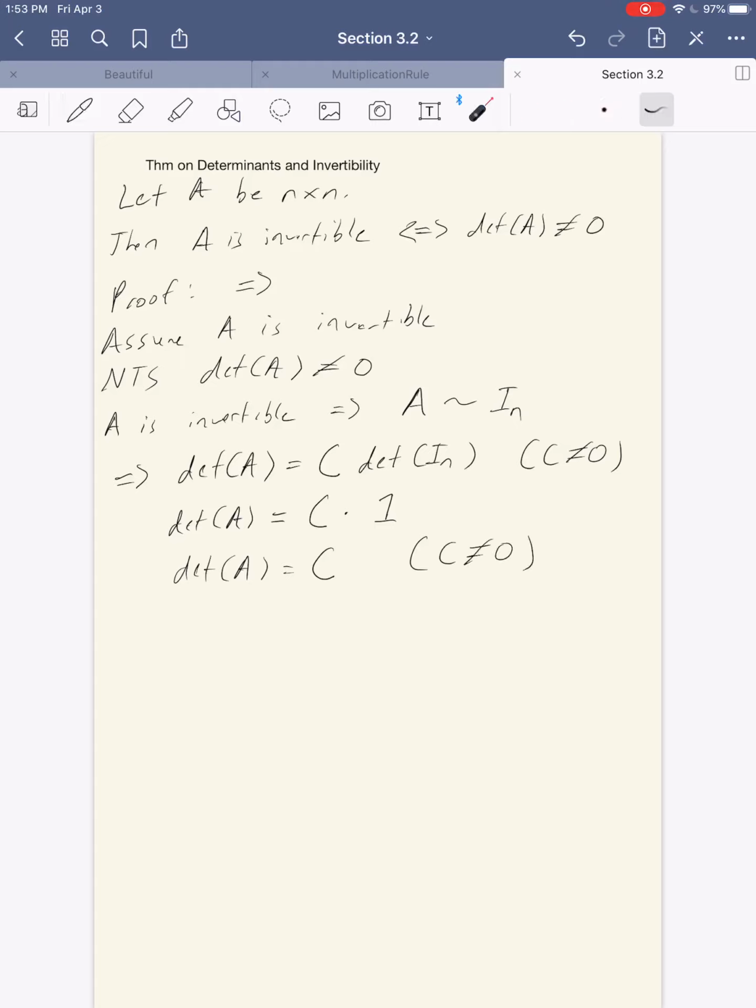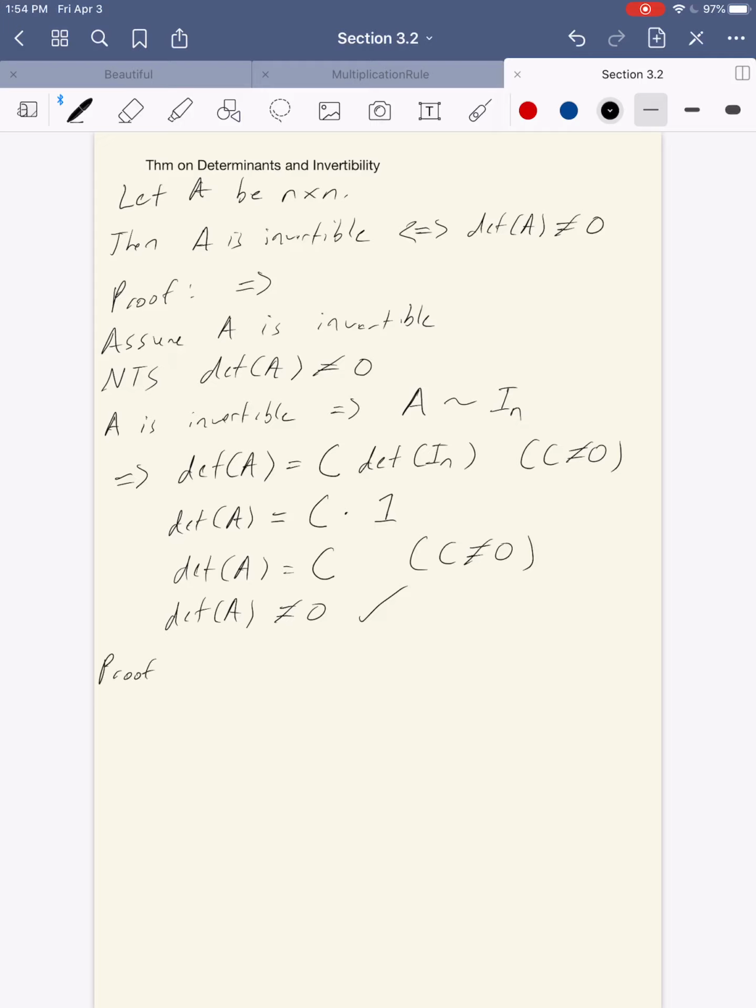So what have we shown here? Well, we've shown exactly what we wanted, that the determinant is not zero. So determinant of A not equal to 0. And there we go. Pretty easy to show that. We've just shown that if it is invertible, then the determinant is non-zero. Let's do the proof the other direction.